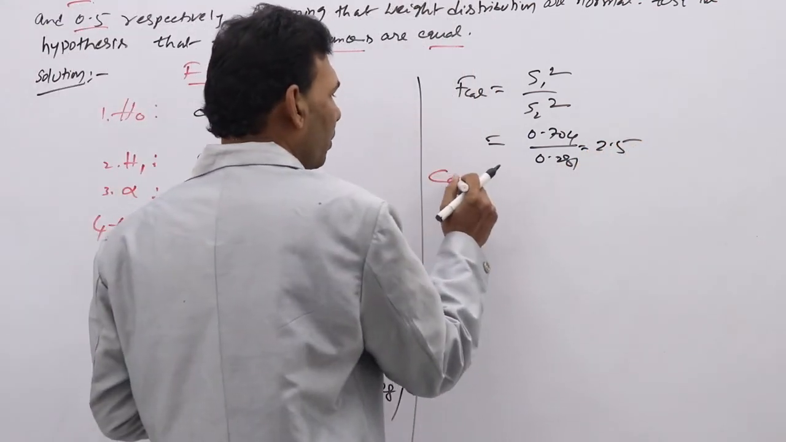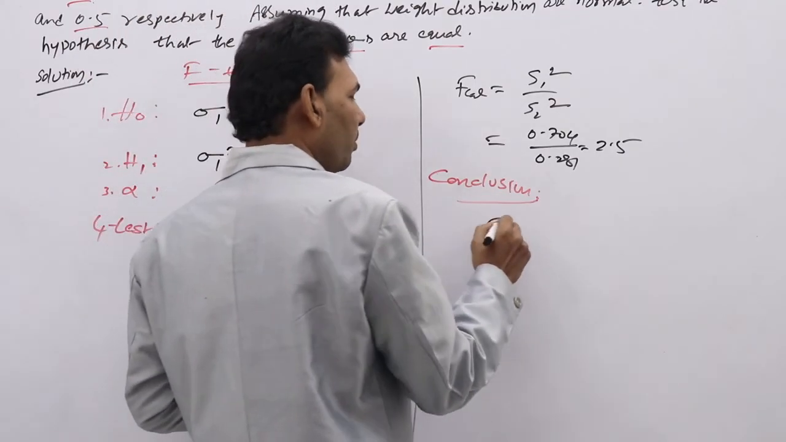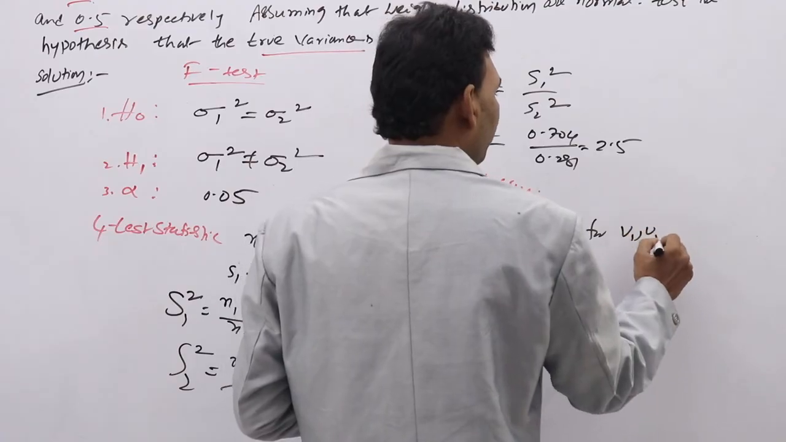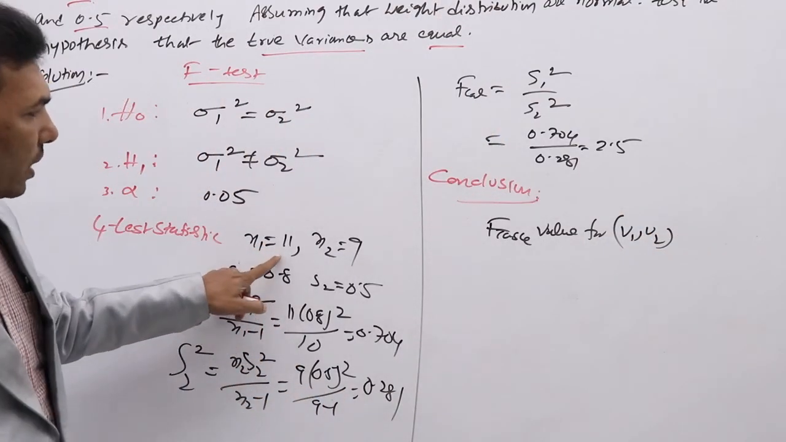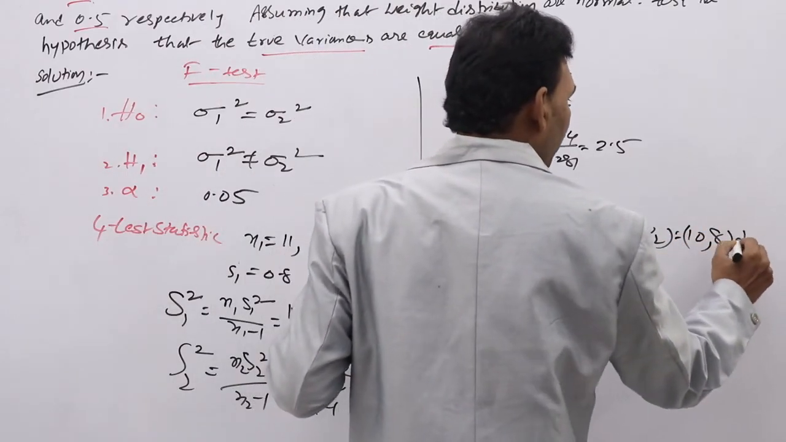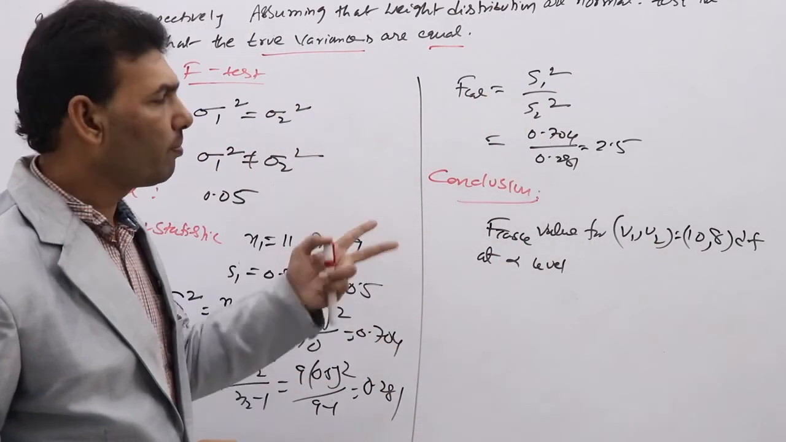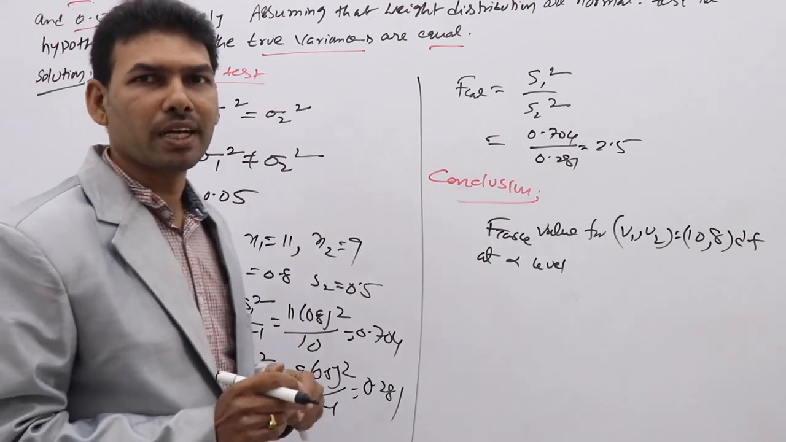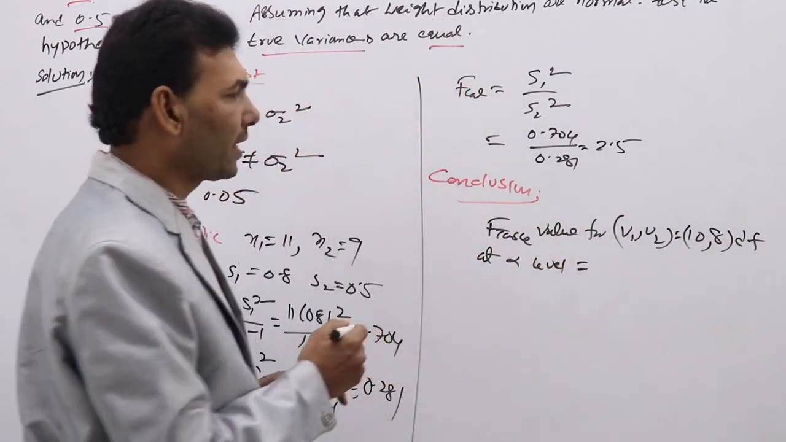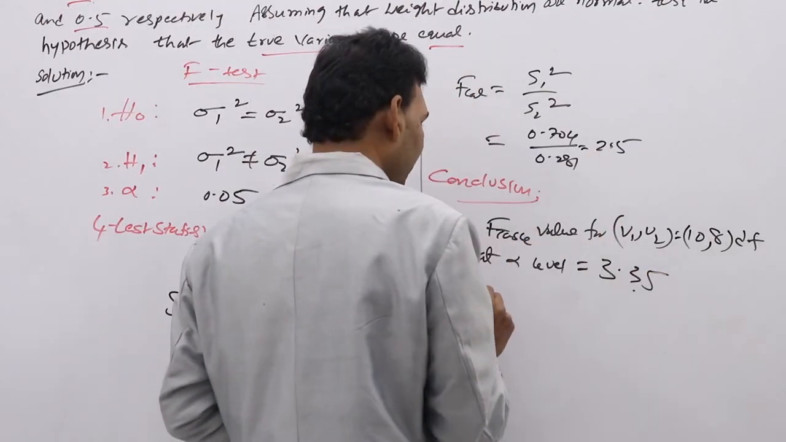Now we need to conclude. To conclude, we need the table value. F table value for V1, V2 degrees of freedom. Here V1 is N1 minus 1, 11 minus 1, 10. V2 is N2 minus 1, 8 degrees of freedom at the 5% alpha table. There are two tables for F, 5% and 1%. Now if you see the F table value, you will get 3.35. This is the table value, this is the calculated.